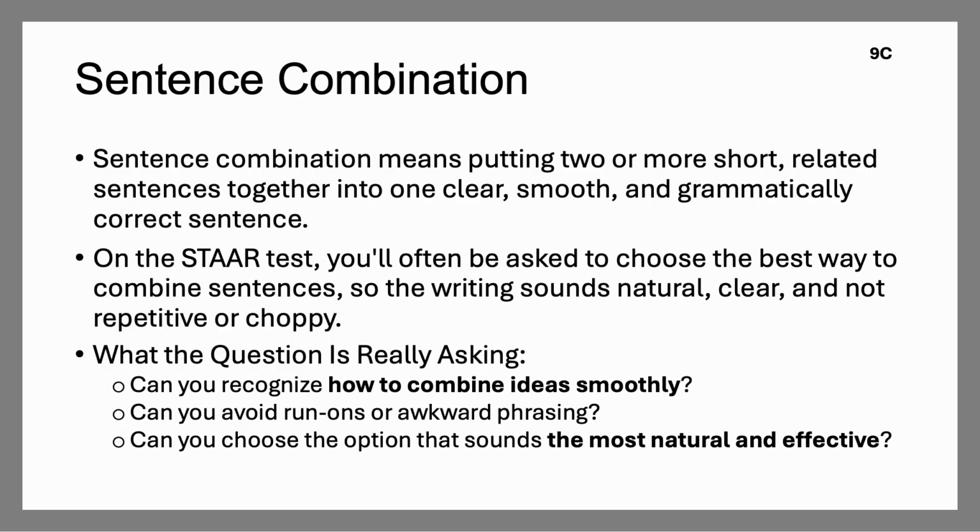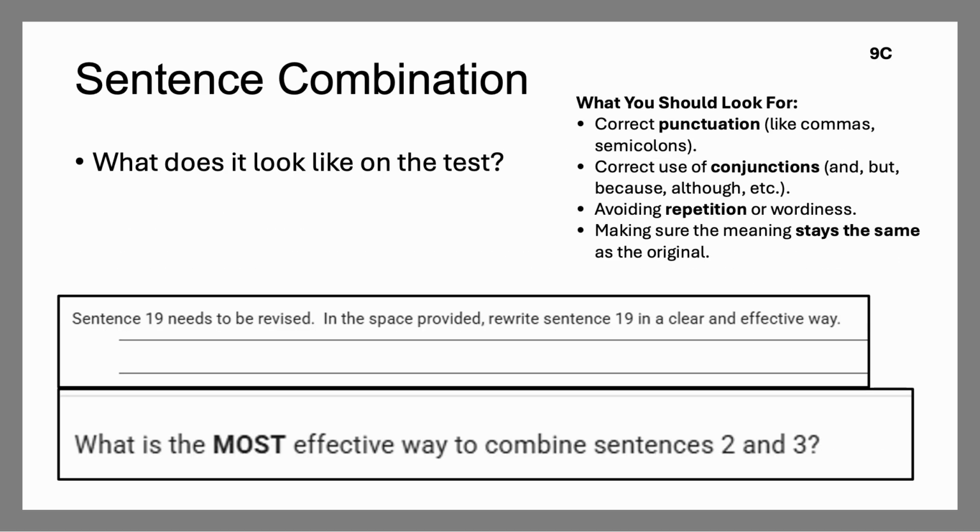So remember, when we talk about natural and effective, sometimes those sentences are going to look grammatically correct, but they aren't the most effective way to write it. You want to have the best way to write that sentence. So this is what they look like on the test. We just have some key terms here. You'll see that sentence 19 needs to be revised. Rewrite the sentence in a clear and effective way.